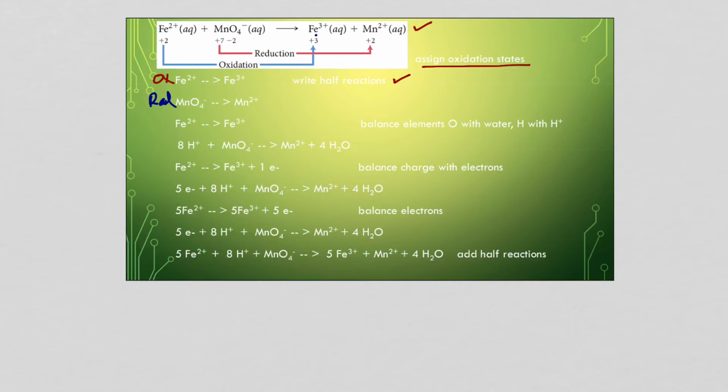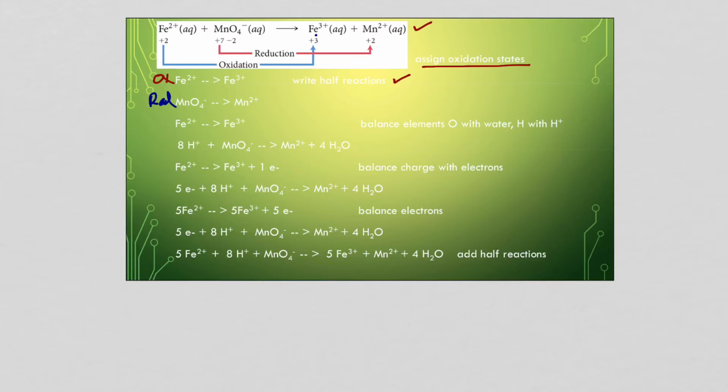So the first one's pretty easy. Our oxidation half reaction doesn't need anything. There's 1 iron on each side. There's no oxygens or hydrogens, so we don't have to do anything. So pretty much that one's done.